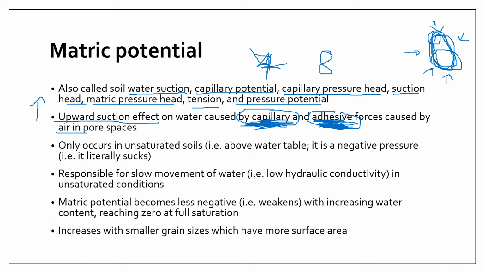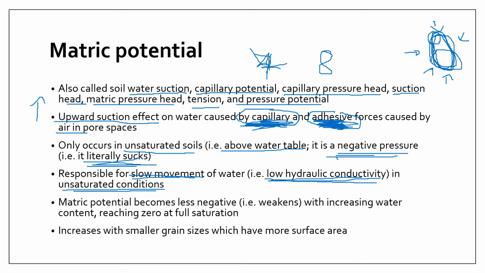All right. Note that matrix potential only occurs in unsaturated soil, so it only occurs above the water table. It is a negative pressure, meaning it literally sucks. Since it pulls up your water, and water actually wants to go down, it slows down the movement of your water. And that results in a low hydraulic conductivity in your soil when you have unsaturated conditions.